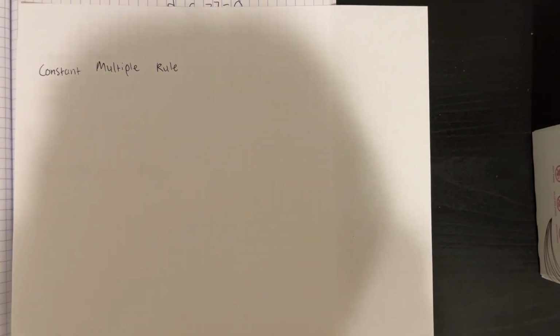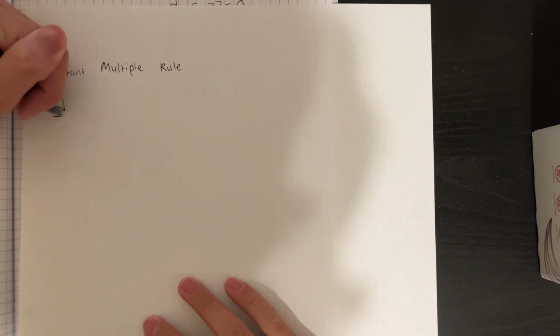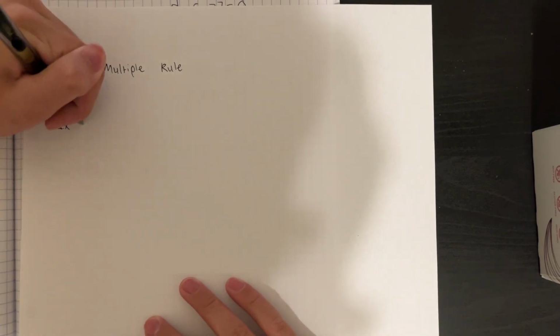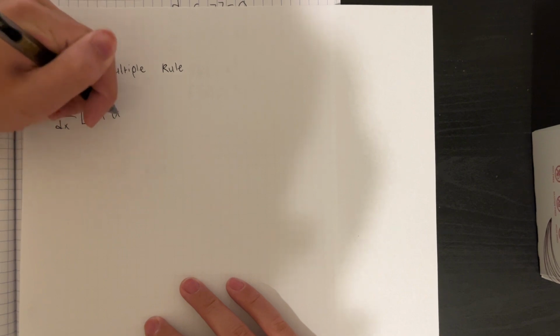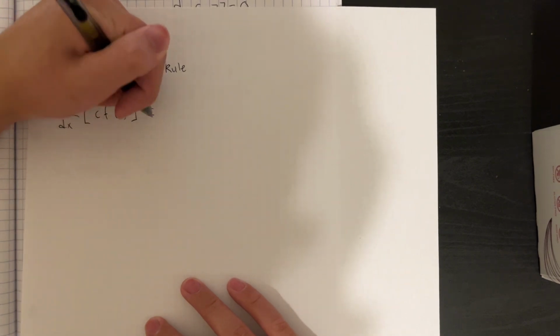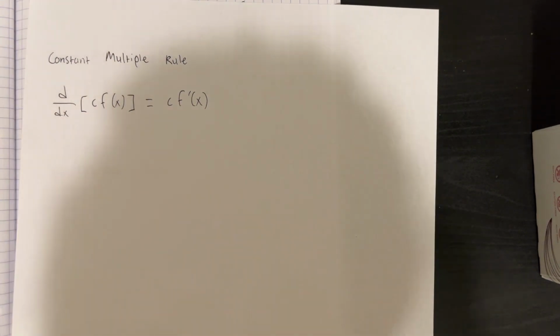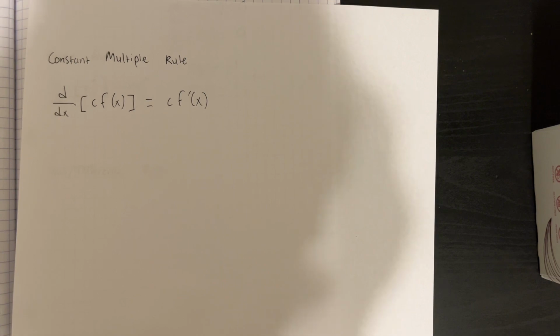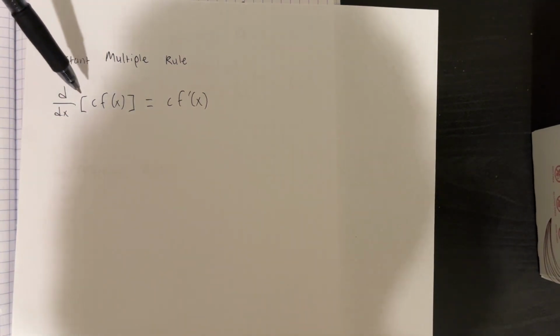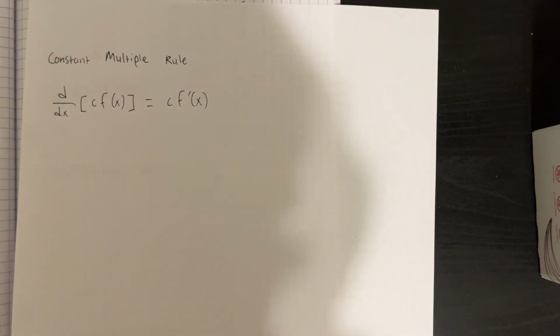Next, let's go over the constant multiple rule, which states if f is a differentiable function and c is a real number, then cf is also differentiable, and d over dx of c times f of x is equal to c times f prime of x. Basically, if you have a constant in front of something you can take the derivative of, you'll just multiply the end result with the constant. Let's look at an example.